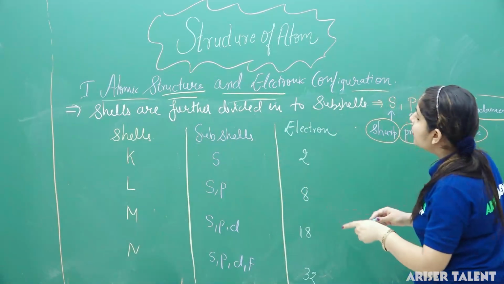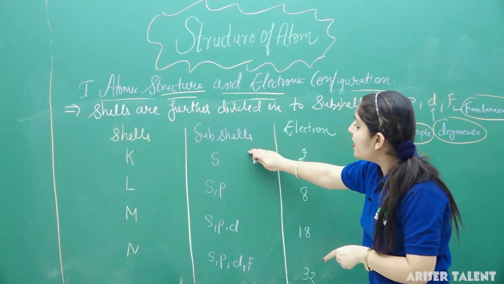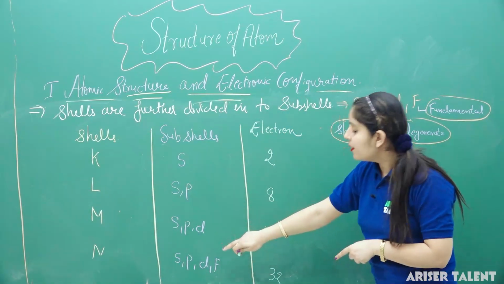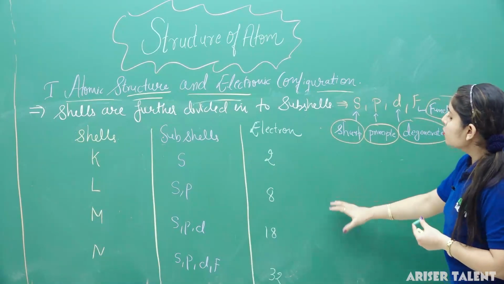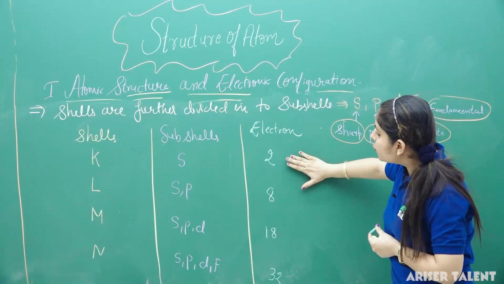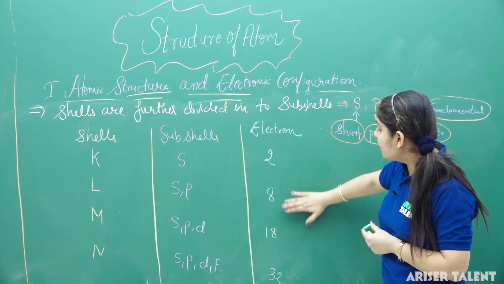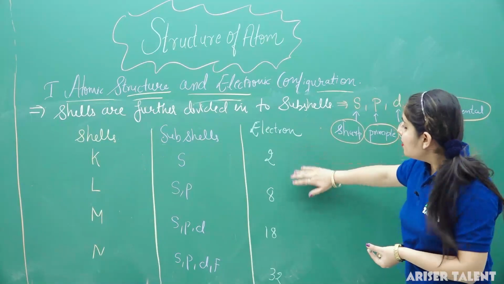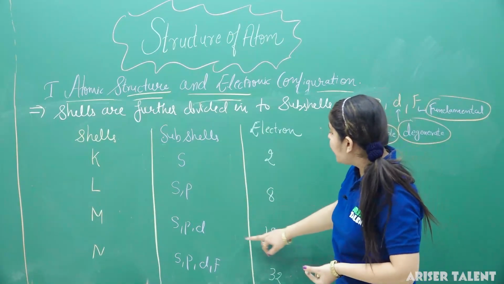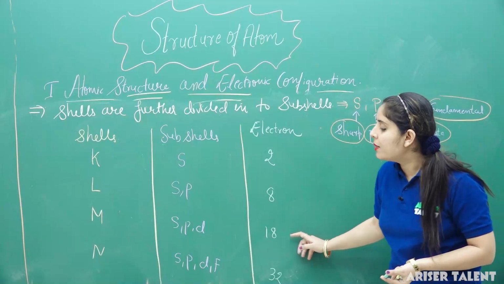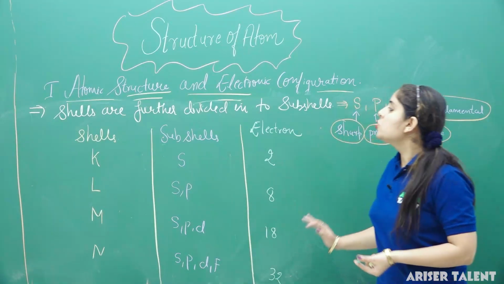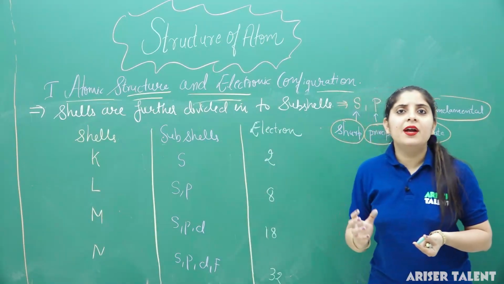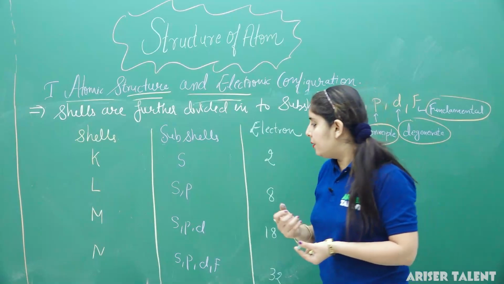So shells are further classified into a subcategory that is called subshell. In K we have an S subshell, and in the next shells we have SP, SPD and SPDF. So S subshell can accommodate a maximum of 2 electrons, and S and P 8, then 18 and 32. So we have 2 electrons in the S subshell, 8 electrons in S and P subshells, SPD will have 18 electrons and the maximum will be 32. So here is a category of shells and subshells. Now subshells are further divided into a term that is called orbital.